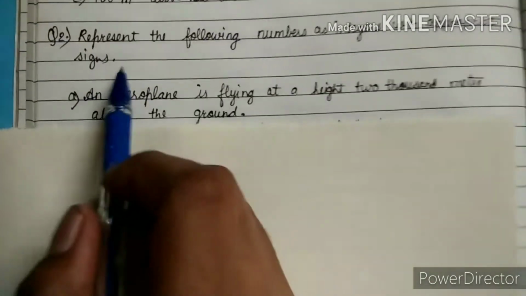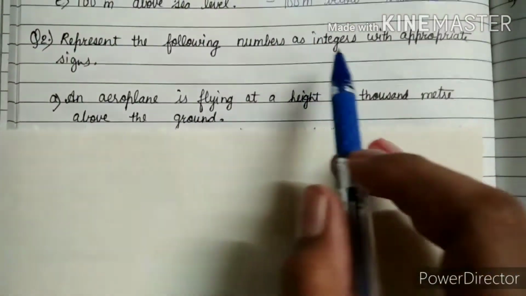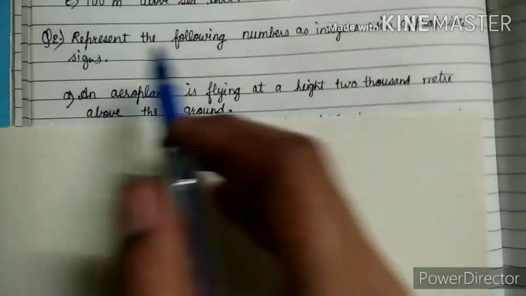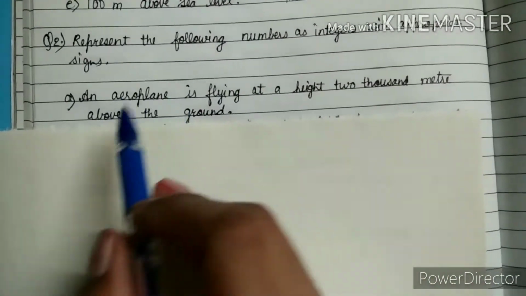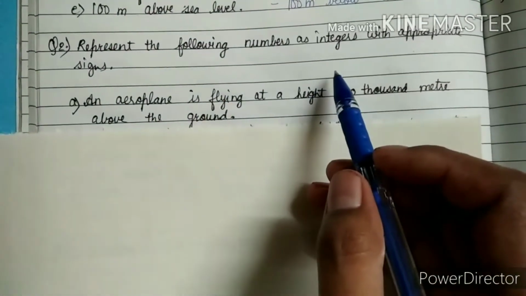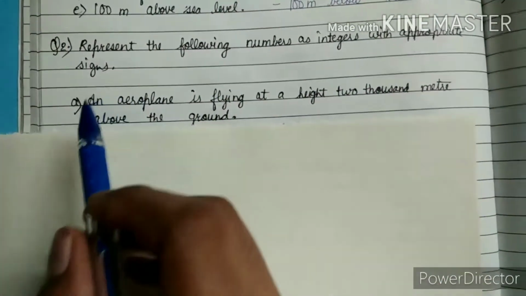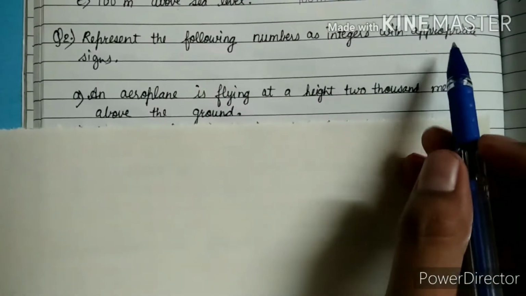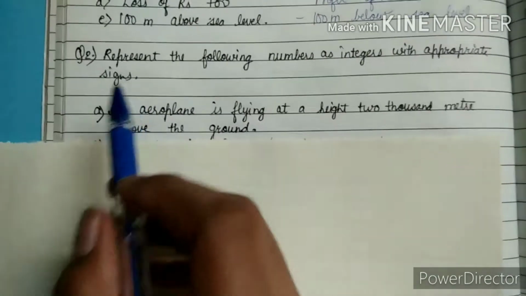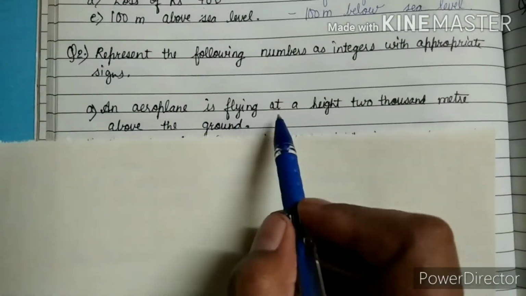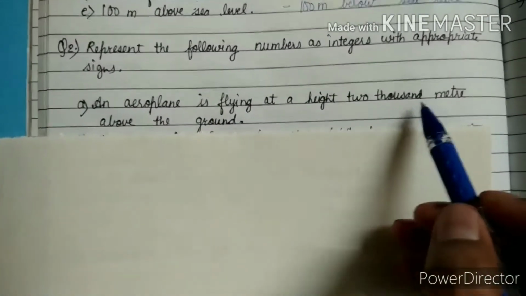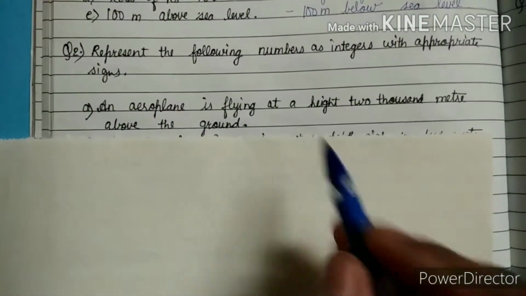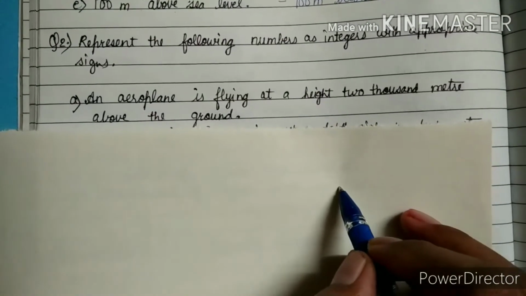Question number 2 is: represent the following numbers as integers with appropriate signs. It means we have to represent the following statements with the help of numbers as integers with their signs. We have to put negative and positive signs because they are telling appropriate signs. First is an aeroplane is flying at the height of 2000 meter above the ground. It means one aeroplane is flying above the ground.